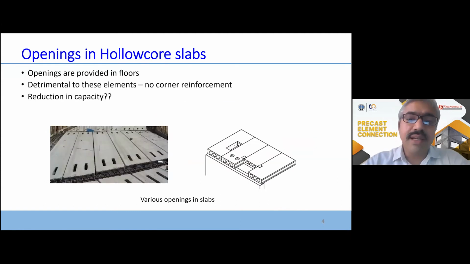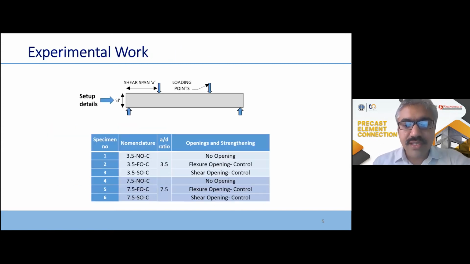If it is an RC slab, the provision of openings is quite well studied, and we also know how to mitigate the corner stresses. However, the corner stress concentration in a hollow core slab cannot be mitigated by providing diagonal rebar or reinforcement. So in this case, we have to go for other alternatives. In this talk, I will basically be presenting the effect of openings, but I have also studied the effect of strengthening in restoring the capacity of these hollow core slabs with openings. Due to time constraints, I will not present those results, but the experimental setup is the same.